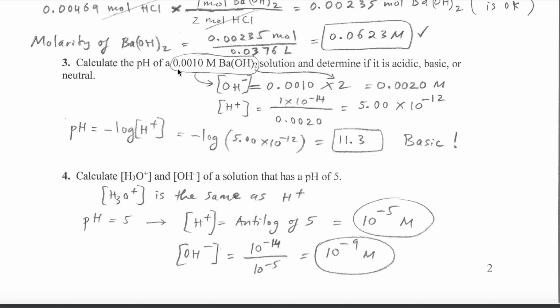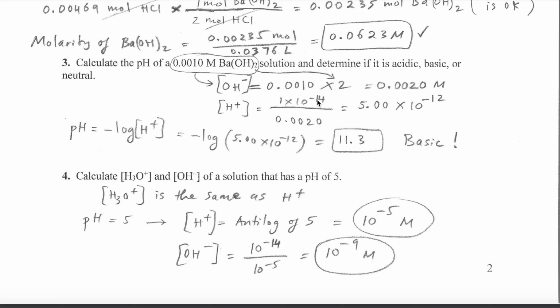So we should take 0.0010 molarity multiplied by 2. We get 0.0020 molarity. That's for OH minus. Okay, now if you know OH minus, you can calculate H plus. They are always together. And this is a fixed number: 1 times 10 to the minus 14, that's Kw. You always take that number, always on the top, always on the numerator, divided by OH minus.